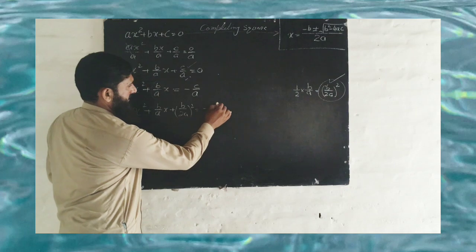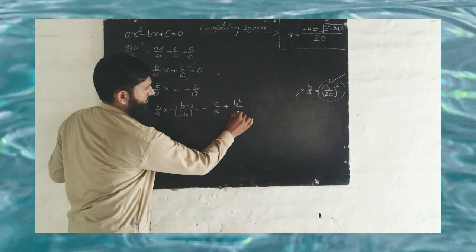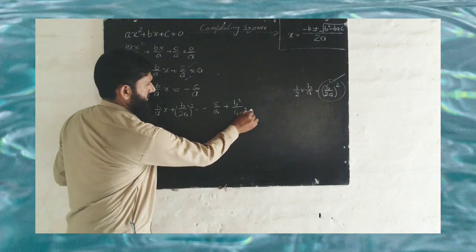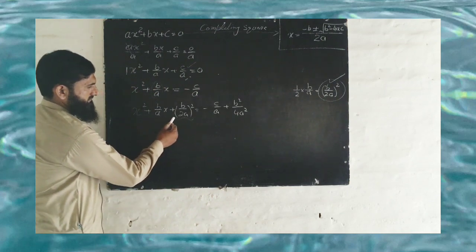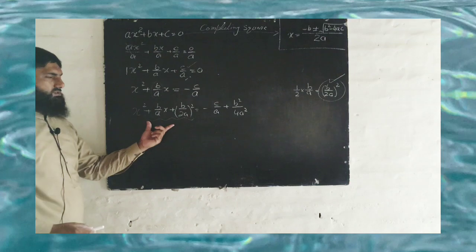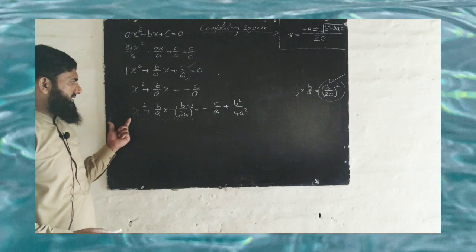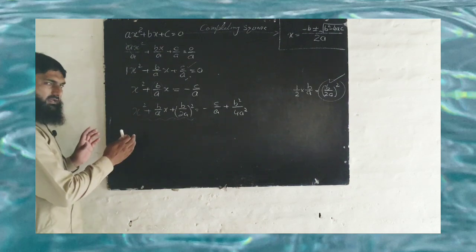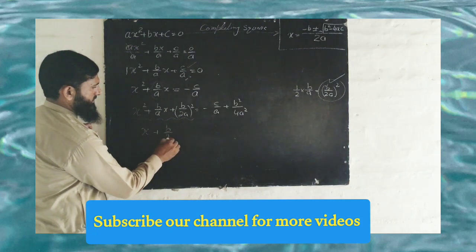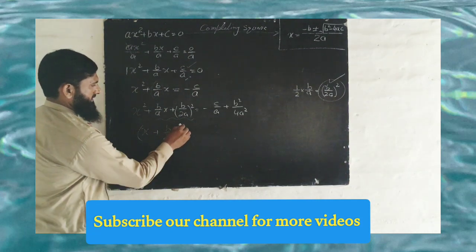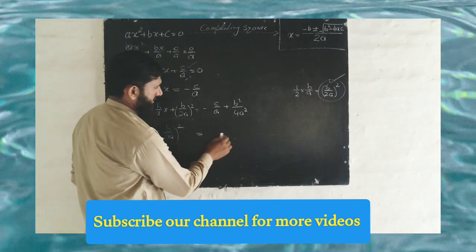is equal to minus c over a plus b square over 4a square. This is the square of 2a. And we see that the left side consists of 3 terms, 1, 2 and 3, and these 3 terms can be written as the complete square of x plus b over 2a. The left side can be transformed into this form, and the right side can be solved.